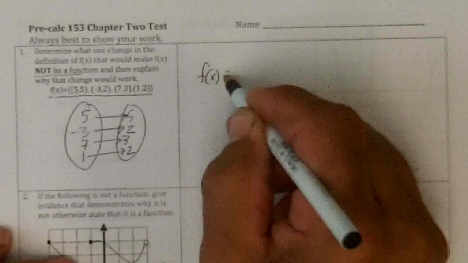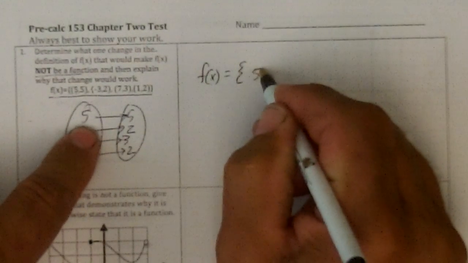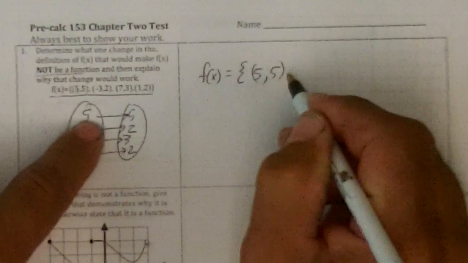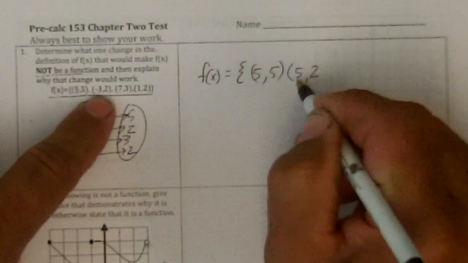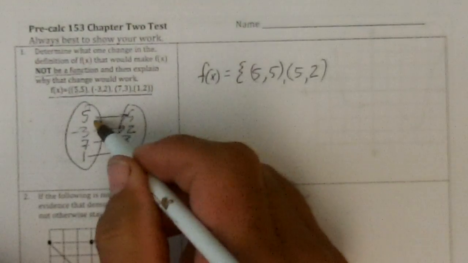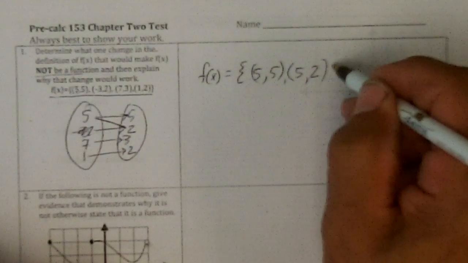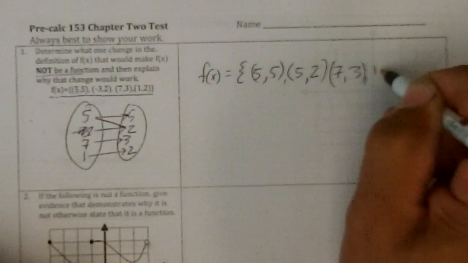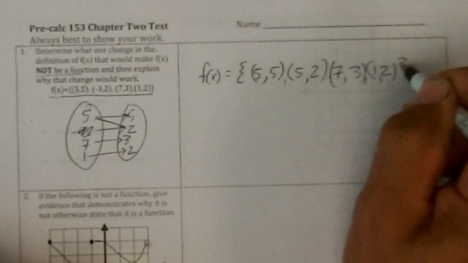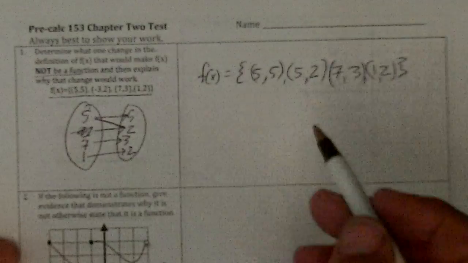I'll say f of x, change it so that we leave 5, 5 in there, and I'll just change this negative 3 to a 5, 2, and now I would have 5 going to there. I've dropped the negative 3, and 7, 3, and 1, 2, and that one change would cause it to not be a function.